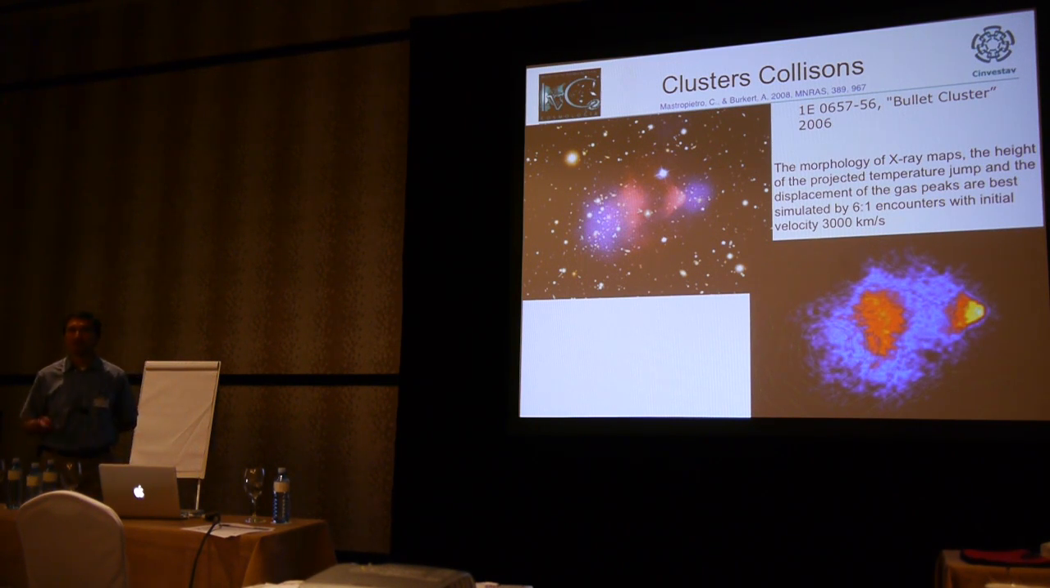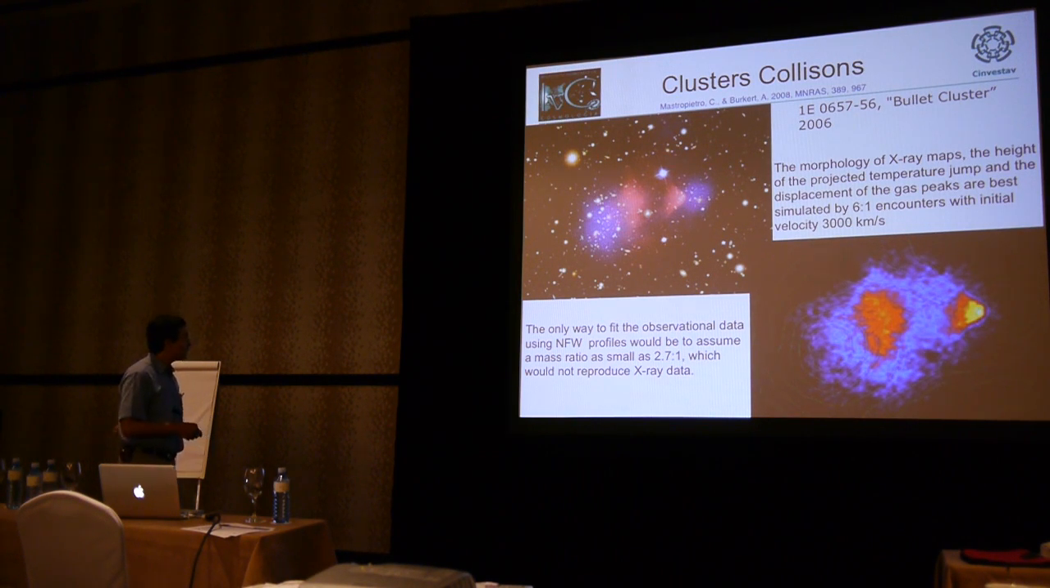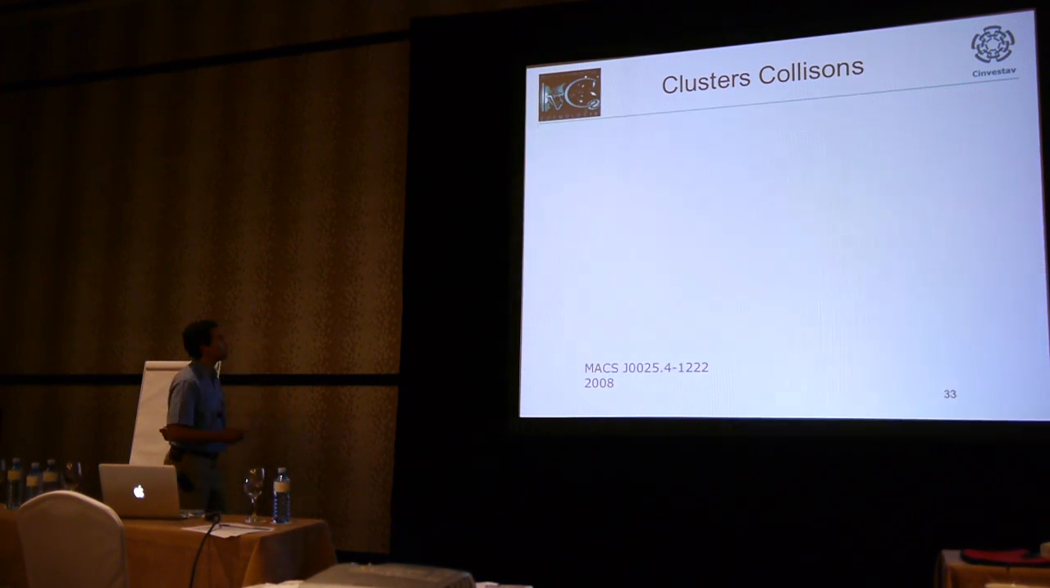Well, that means that these two clusters collide starting with a velocity of 3,000 kilometers per second. They had a little small problem, but this is maybe not so important: the only way to fit the observational data using Navarro-Frenk-White profiles would be to assume the mass ratio is smaller, that means 2.7 against 1. But with this ratio, they would not reproduce the X-ray data. But this is maybe a small problem.